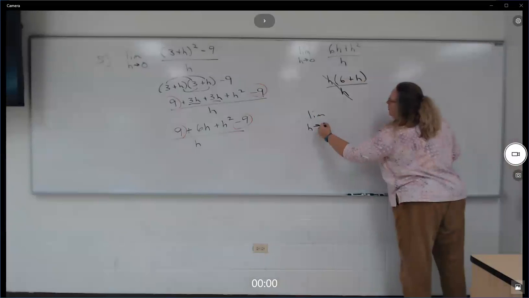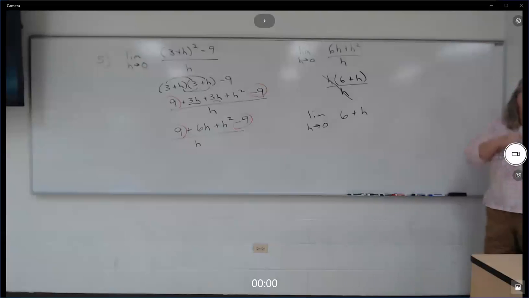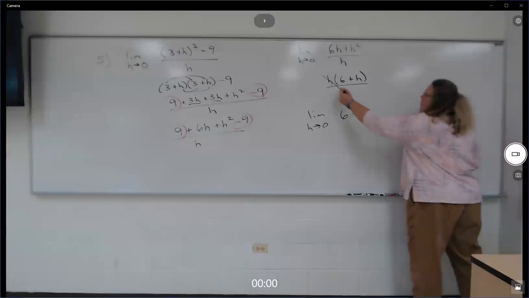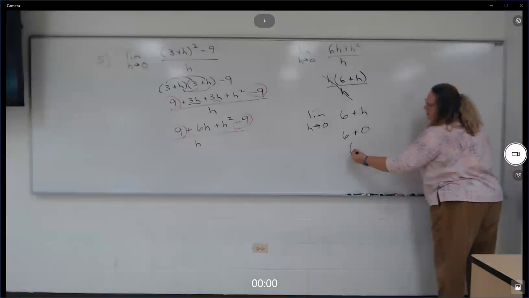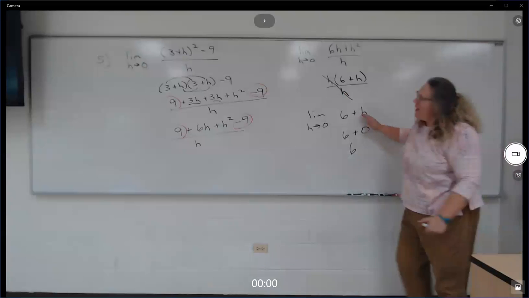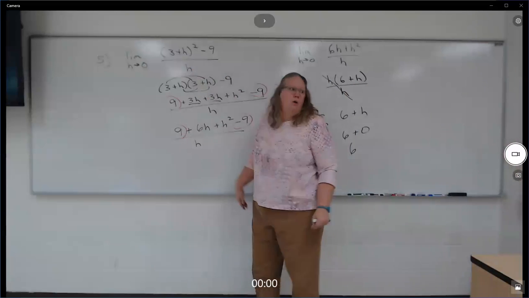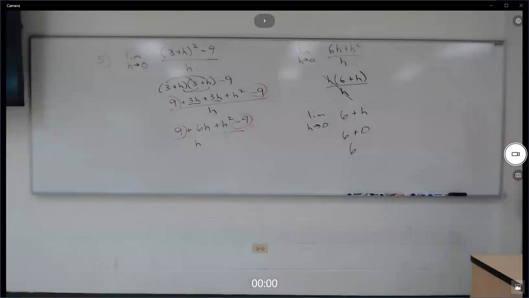Limit as h approaches 0. Don't forget about that. I got it all the way down to 6 plus h. Beautiful. And so now I filled in that hole. Now I can evaluate. That's the y value that this graph actually has. This graph is approaching, but limit just says it has to approach.